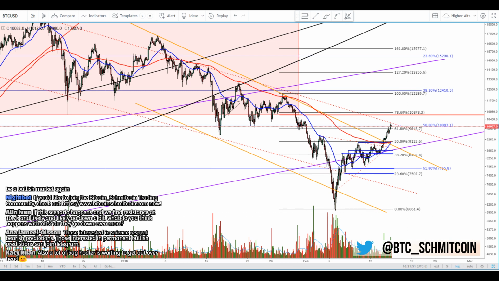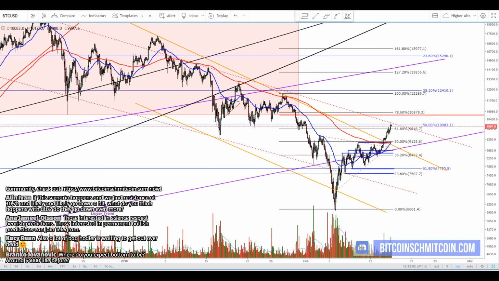If this scenario happens, we find resistance at 10.7 and likely go down a bit. What do you think happens with alts? Do they go down even more? Yeah, if Bitcoin pulls back, everything goes back.